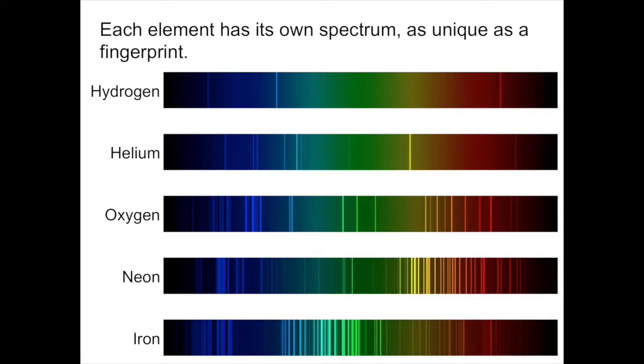We can see, aha, this particular pattern of bright lines tells me that hydrogen is in the material. This particular pattern of emission lines says helium. This pattern of emission is a pattern of oxygen, or neon, or iron. They act like a fingerprint that identifies the atoms that are present in a gas. This is going to be extremely important to us because it is going to give us a way to know what the composition of a gas is.